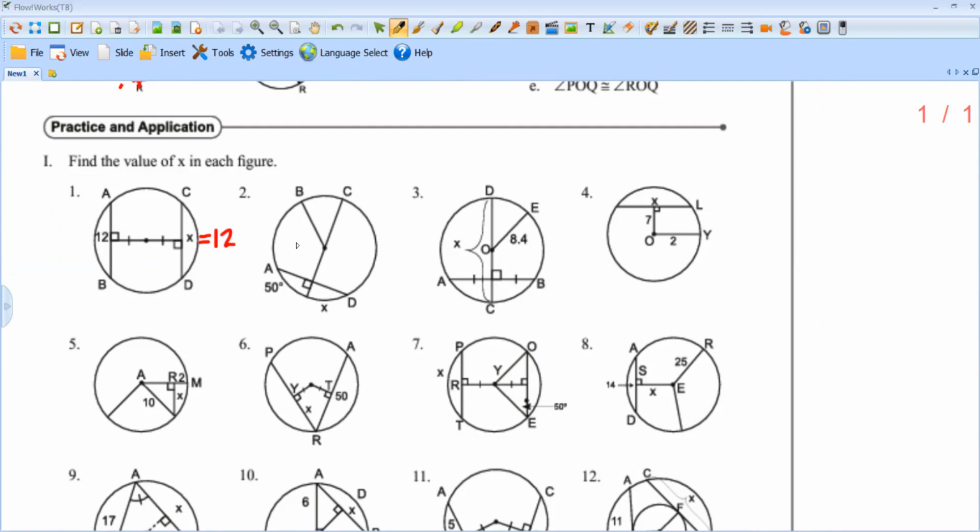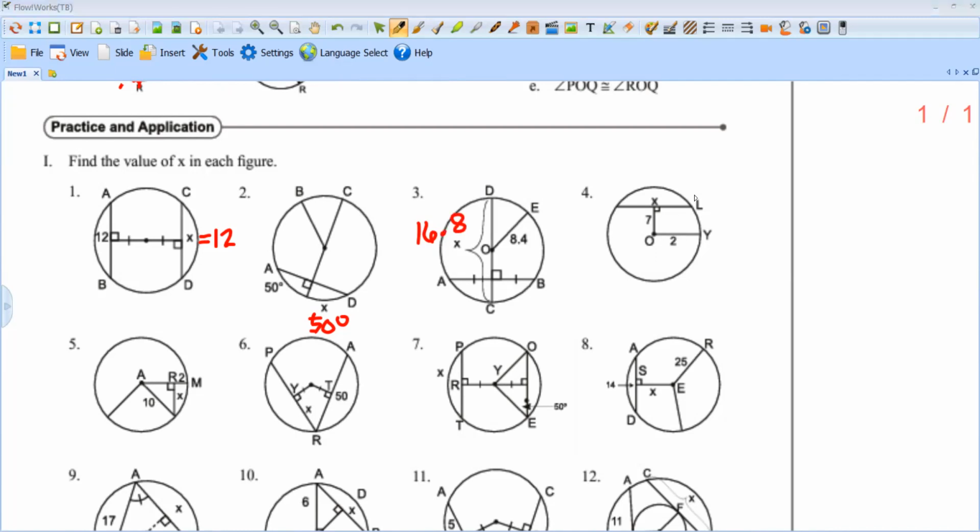Next, number 2. Angela, what is the value of x? X is 50 po. Okay, 50 degrees. Next, number 3. Angelo, what's the value of x here? 16.8. Okay, that's great. 16.8 because this is the diameter.